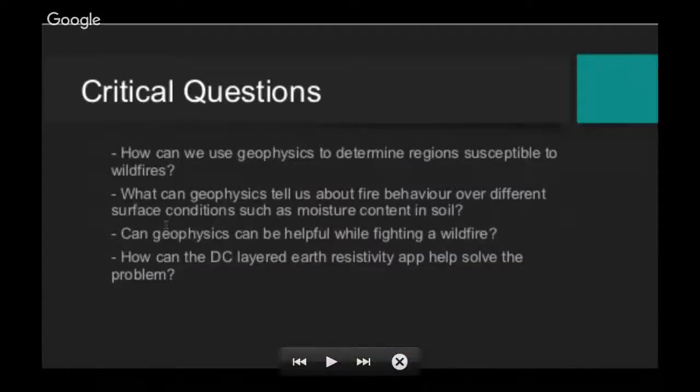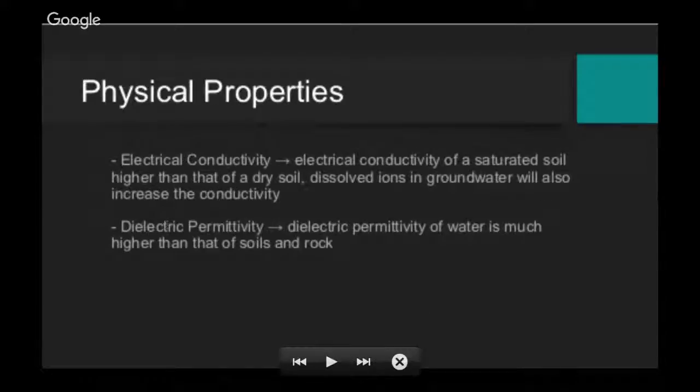The questions that we're going to ask today are: how can we use geophysics to determine regions susceptible to wildfires? What can geophysics tell us about wildfire behavior over different surface conditions, such as moisture content in the soil? Can geophysics be helpful while fighting wildfire? And how can the DC Layered Earth Resistivity app help solve these questions?